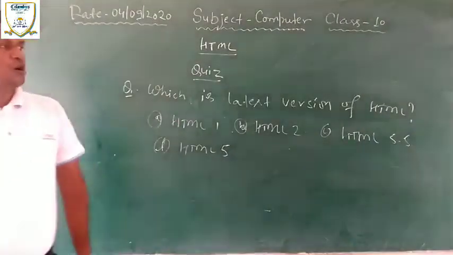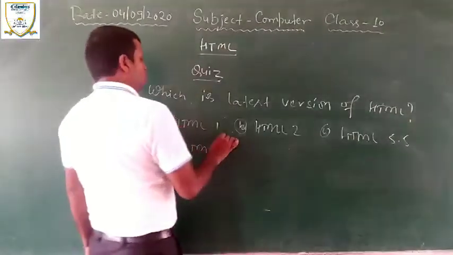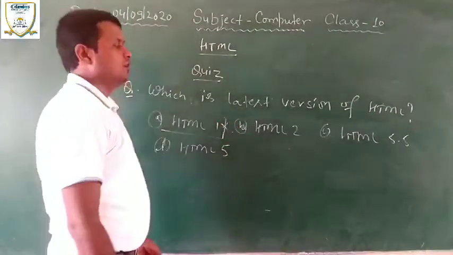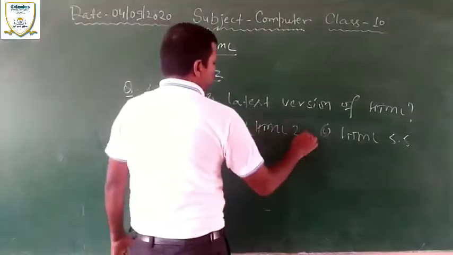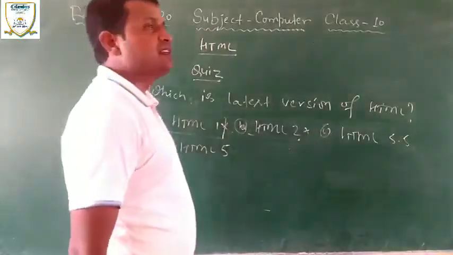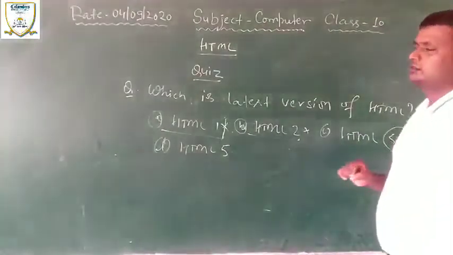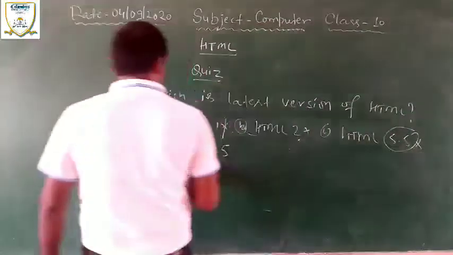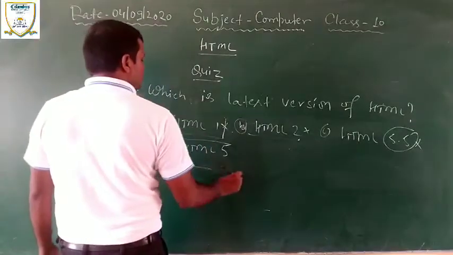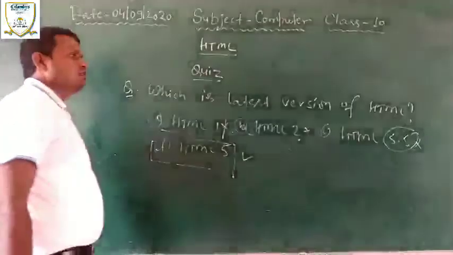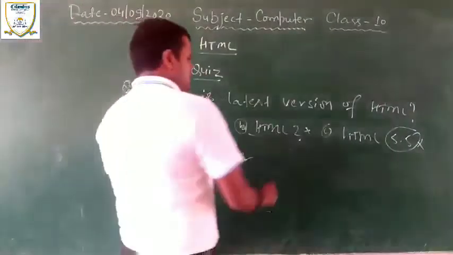Okay, so HTML1 is too old. Now HTML2 is also too old, and HTML 5.5 is not a version. Then the correct answer is HTML5. Okay, how do you understand this?